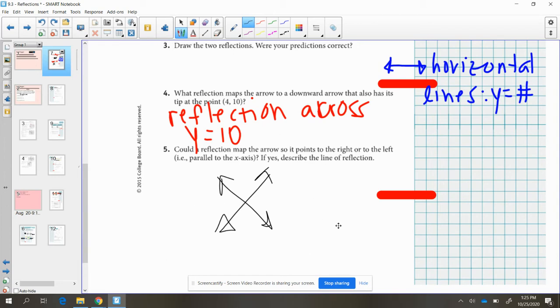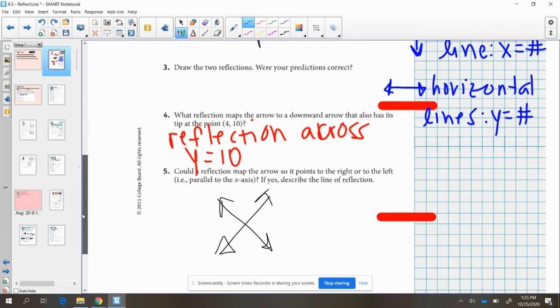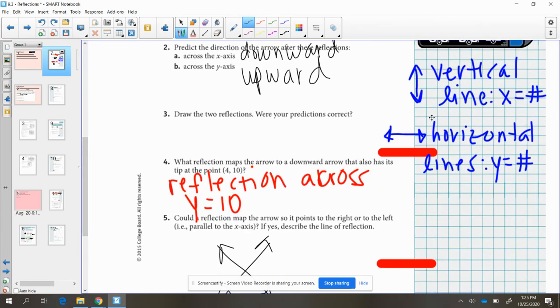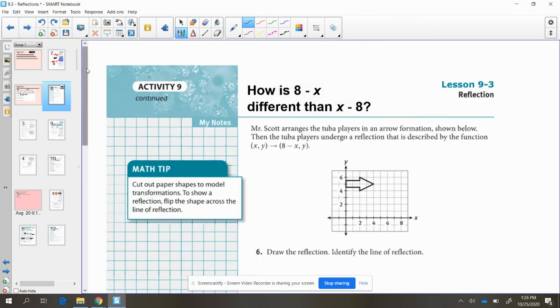But we're not really going to talk about mapping it across those kinds of lines. But officially, you could kind of map it across any line. We just tend to like to deal with vertical lines and horizontal lines. Okay? All right, moving right along then.